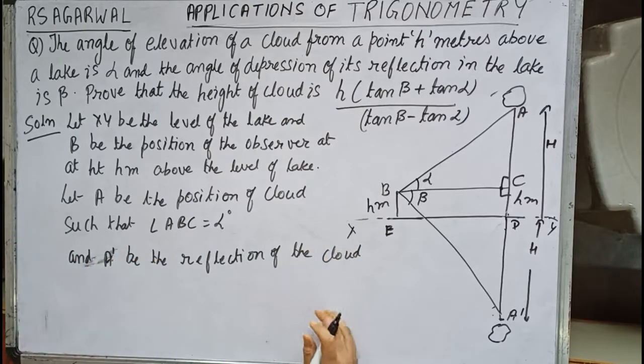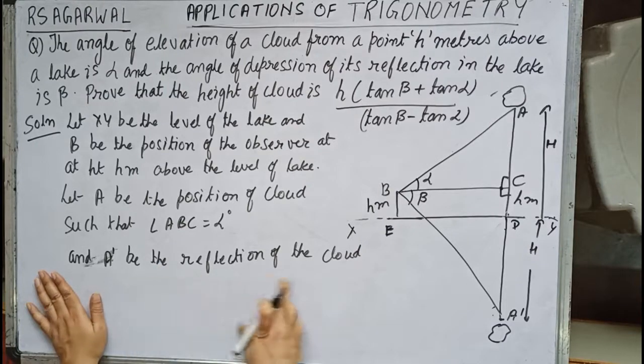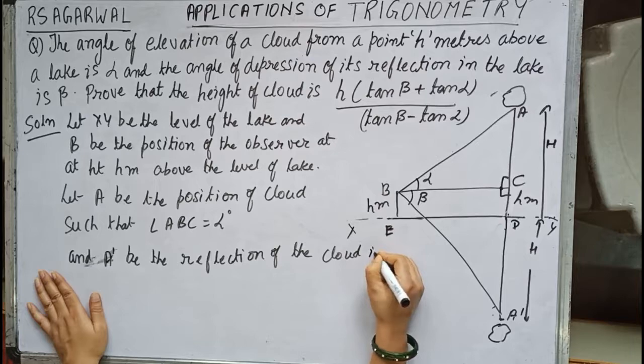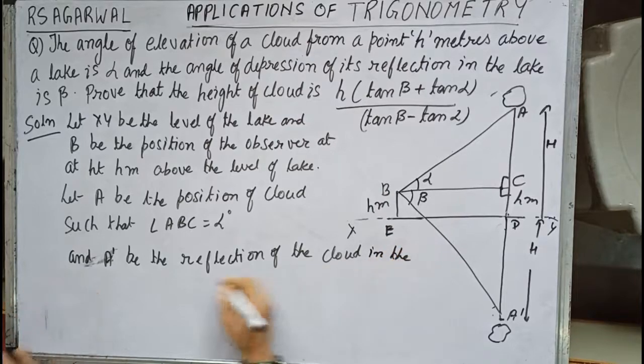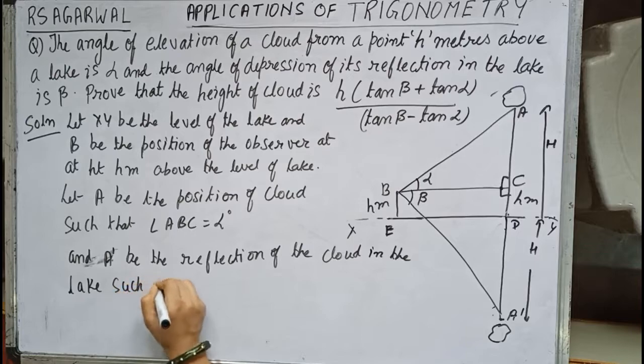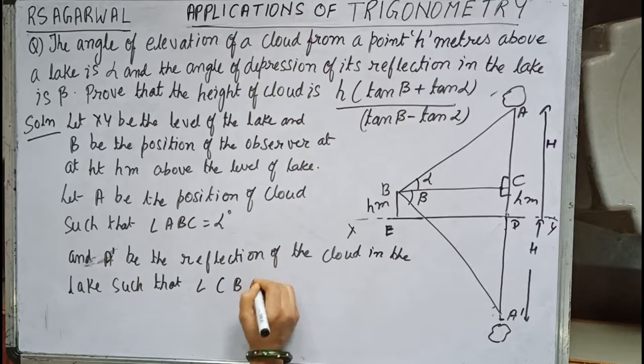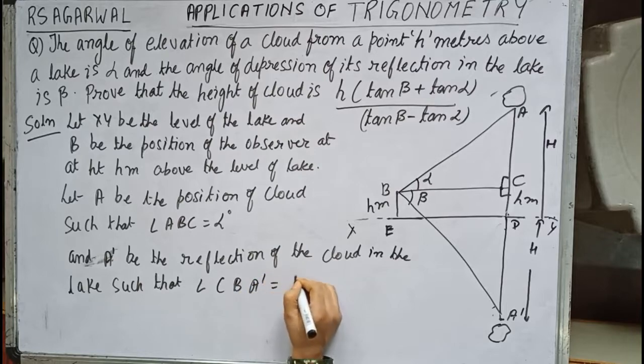Make the language as short as possible so that the teacher, the evaluator, could understand. It has been the reflection of the cloud in the lake such that angle CBA dash equals beta.